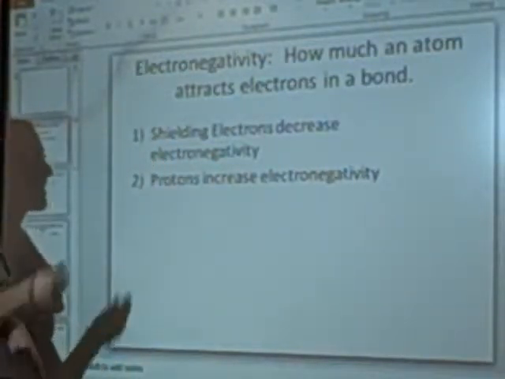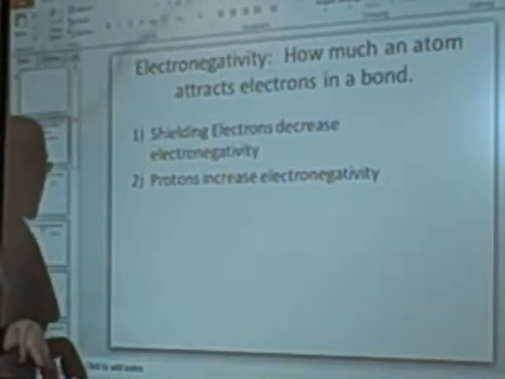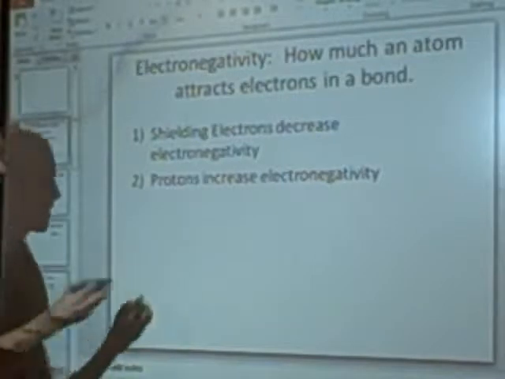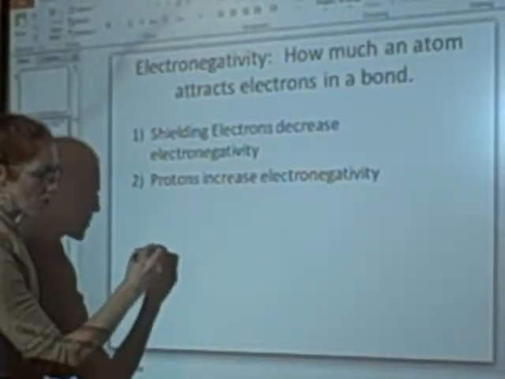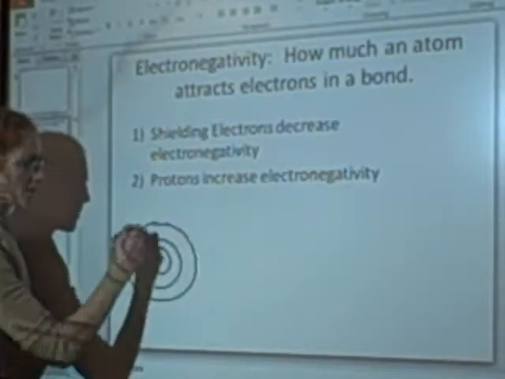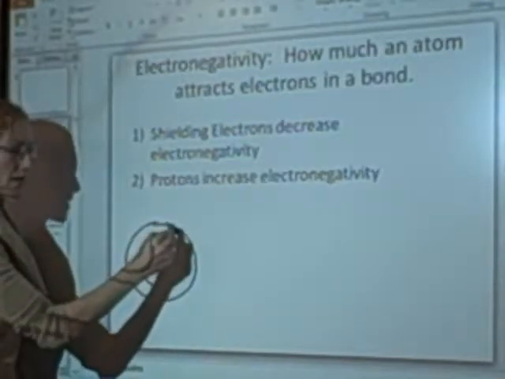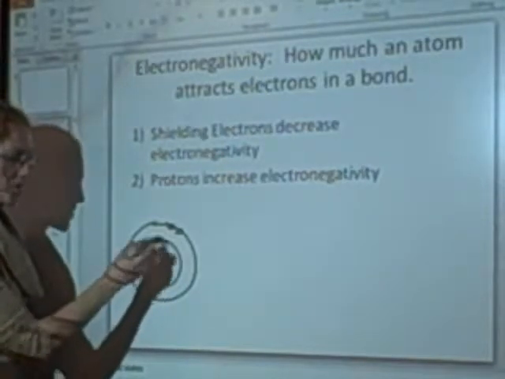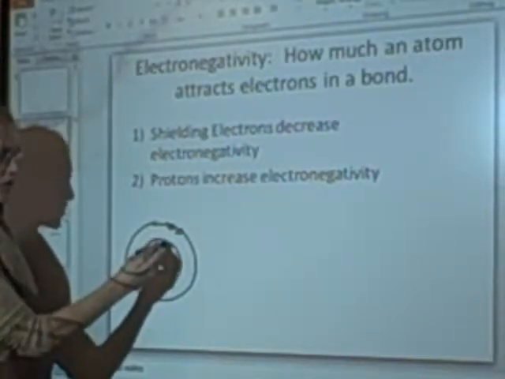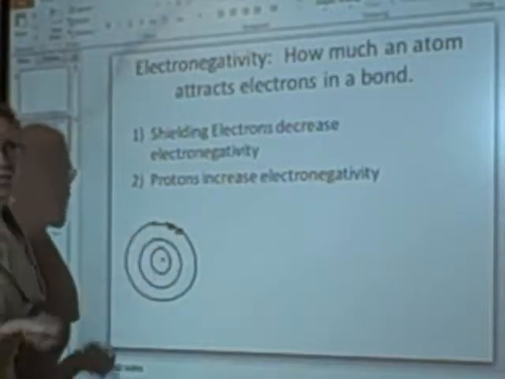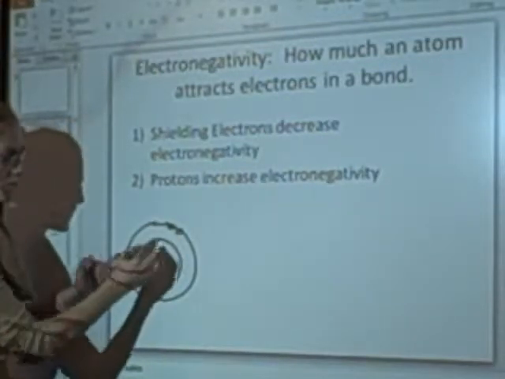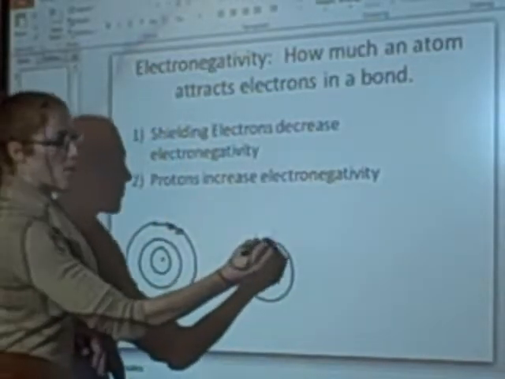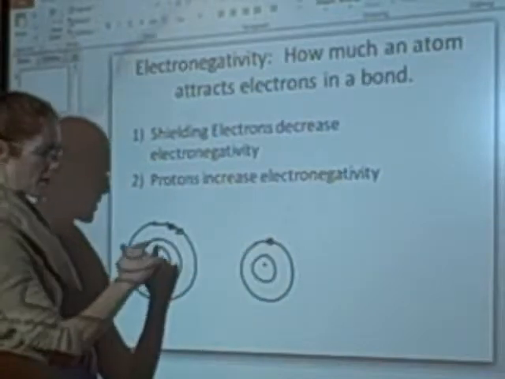So if you're looking at electronegativity, there's two things you look at, shielding and protons. The more shielding electrons you have, the less electronegative you have. And that's because the shielding electrons are going to be electrons that are on the inner shell. So we're looking at how much an atom is going to attract the electrons on the outer shell to the nucleus. The more electrons you have on these inner shells, the more their negative charge is going to repel the negative charge of these electrons on the outside. So this would be more shielding than this. So this atom would attract its electrons more than this atom.